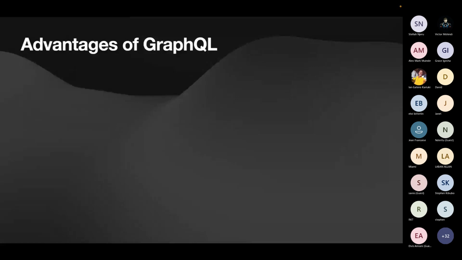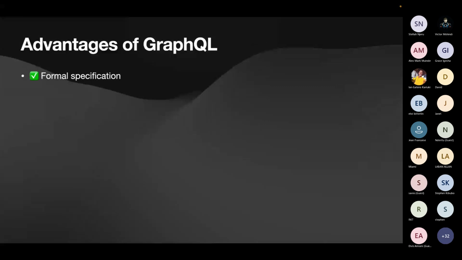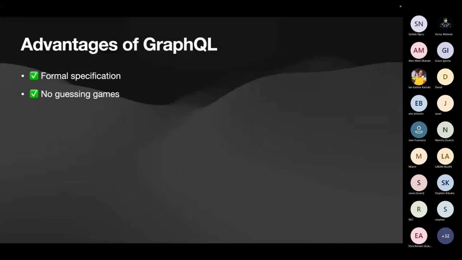Some of the advantages that GraphQL talked about: GraphQL is a formal specification, and when you have a formal specification, when you want to implement something, you have to follow it word by word. What that does is remove guessing games. For example, if I want to do a PUT, you can have a debate.